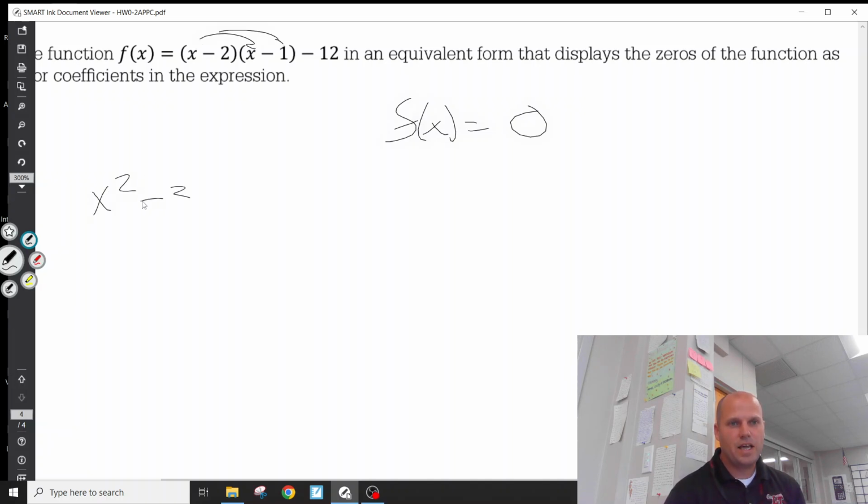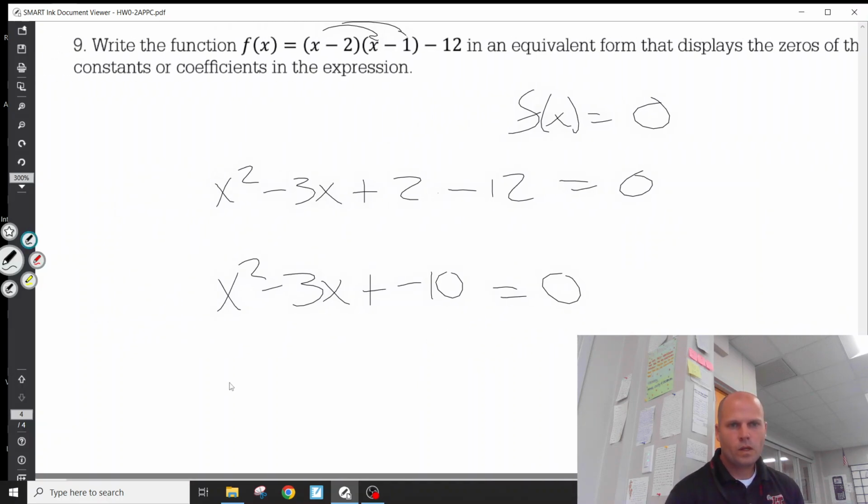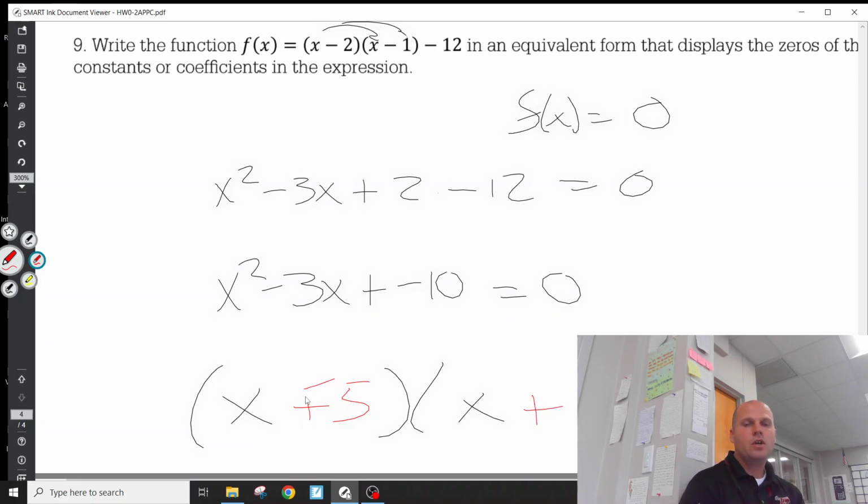And what you're going to be asked to do is you're going to be multiplying everything together. You're going to be simplifying, and then you're going to factor. And this is the equivalent form that displays the zeros. X minus 5, x plus 2, or x plus negative 5, x plus 2. This displays the zeros of the function. This displays the solutions to f of x equals 0. Okay?